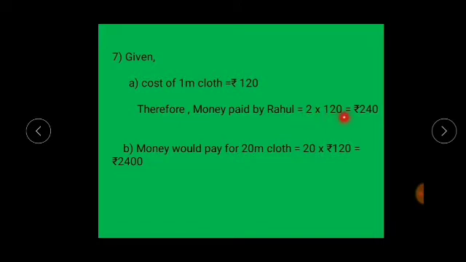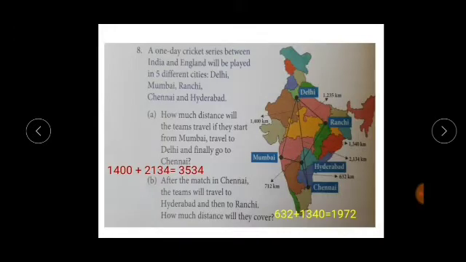So, 2 into 120 is rupees 240. Then how much rupees he needs to pay if he buys 20 meter cloth? So 20 into 120 is rupees 2400. Okay children. And here is the question in your textbook.